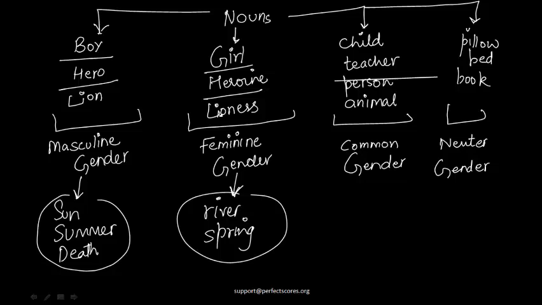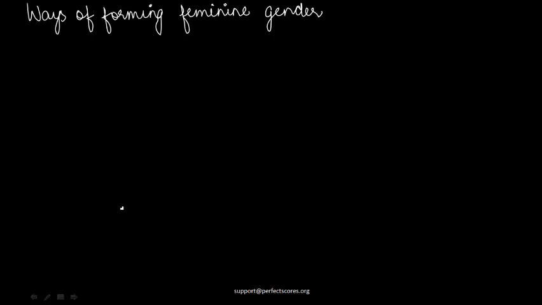So let's go ahead and explore a few more examples by which it's going to be more clear which gender should be allotted to a particular noun. So we are going to discuss the different ways of forming a feminine gender.